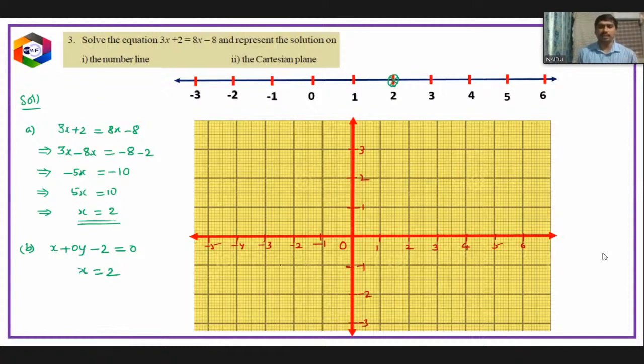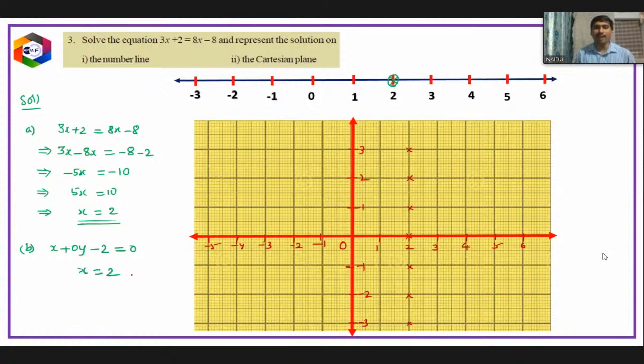Now it is clear. If we assume it as two variables, y can take any different values. The x value is only 2. So x is 2, y is 0; x is 2, y is 1; x is 2, y is 2; x is 2, y is 3. Why? Because x should be fixed. y will take any different values. So these are all the points which are satisfying this equation.